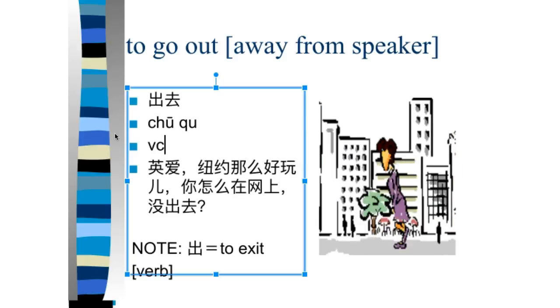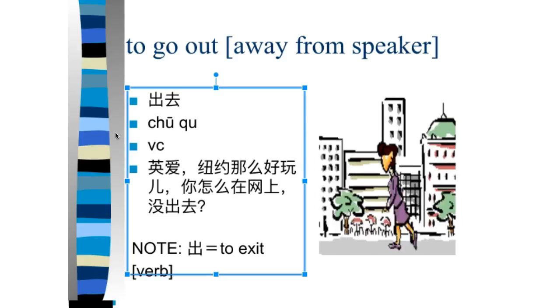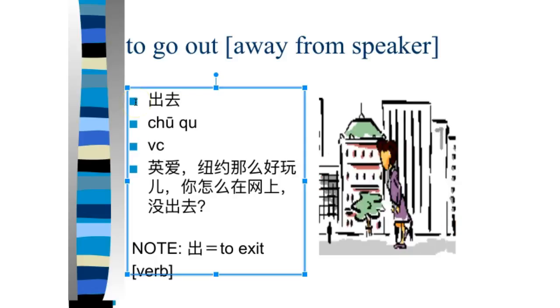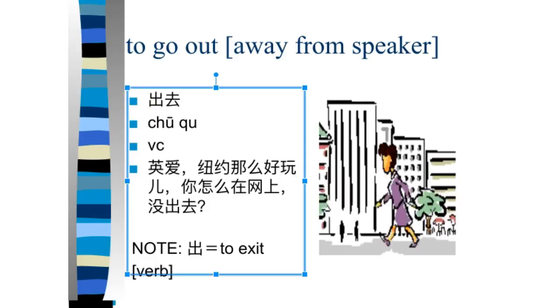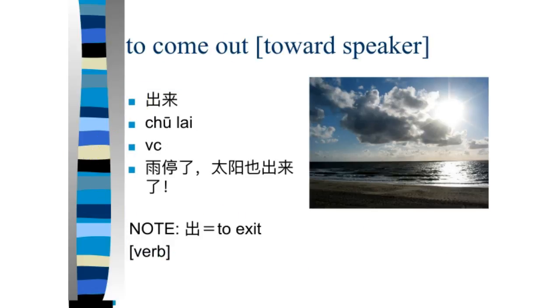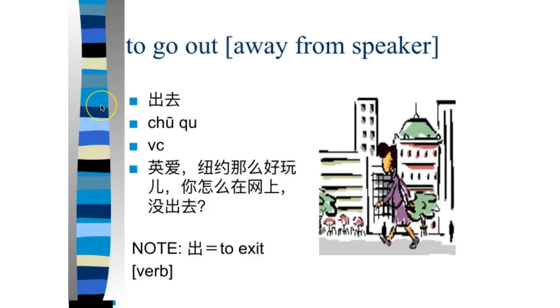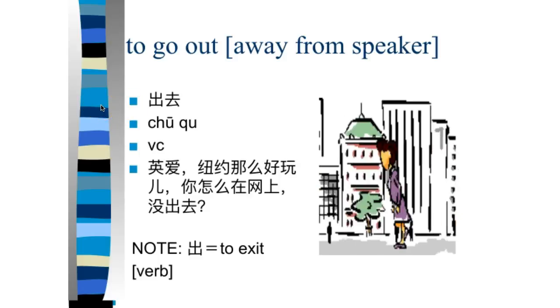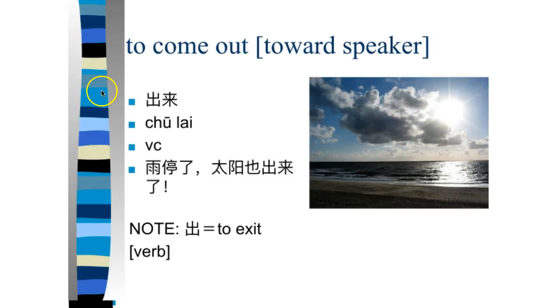So to say go out, away from me, is 出去. 出 here means to exit. What's the opposite? How do I say, instead of go out away from me, go out but toward me, come out? 出来.